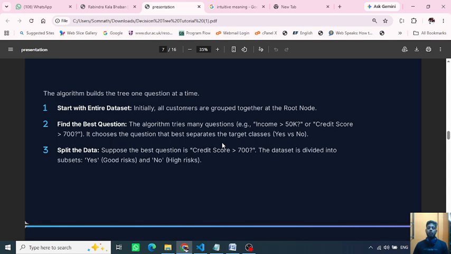Now our decision tree algorithm finds the best question. The algorithm tries many questions, like income above 50K or credit score above something. It chooses the question that best separates the target classes, like yes versus no.